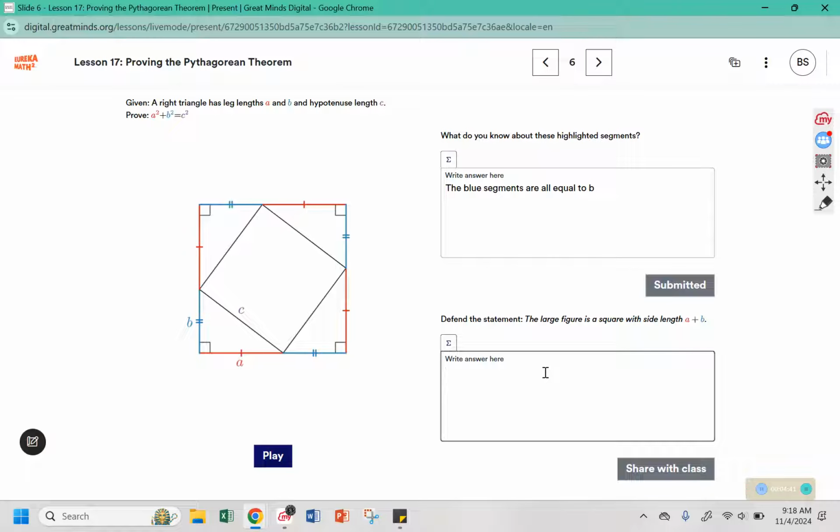The largest square is a square with a side length of A plus B. So this is A plus B, the red plus the blue. The side length is A plus B. This one is also A plus B. So the base and the height of the square is a red with a blue.